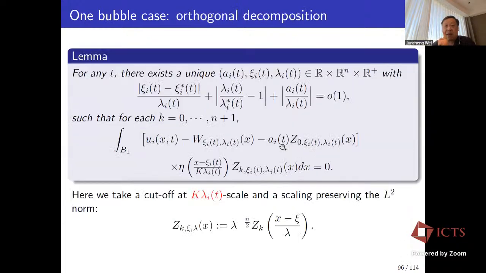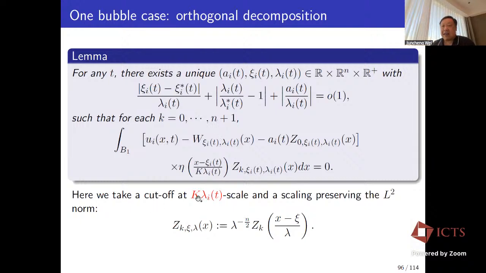Okay, and we can do a decomposition. We can find the best one, and we also need to decompose our u in the unstable direction, because the unstable direction gives you the instability. So we have to decompose u in the unstable direction. So now we take a cutoff function.